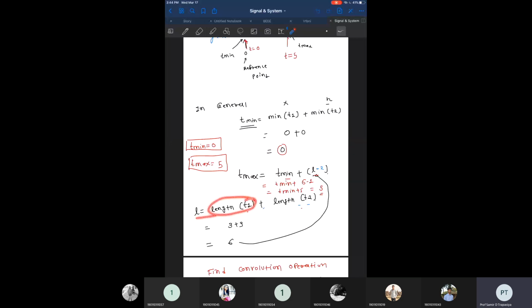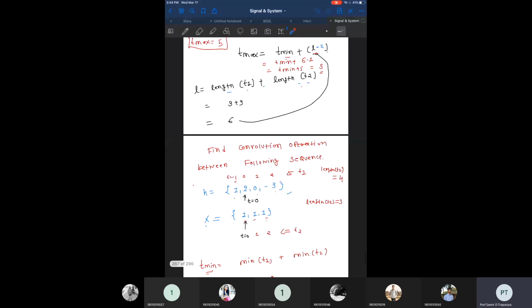We add both the lengths, and then we find the variable L, which is the addition of length of T1 plus length of T2. So we are obtaining 6 here, and then the T maximum can be identified by this equation: T minimum, which we have already identified here, plus whatever the variable L we can find from here, L minus 2, will give us the T maximum.